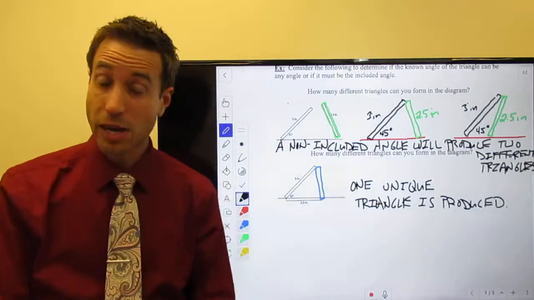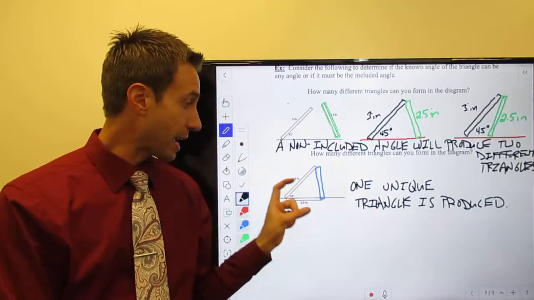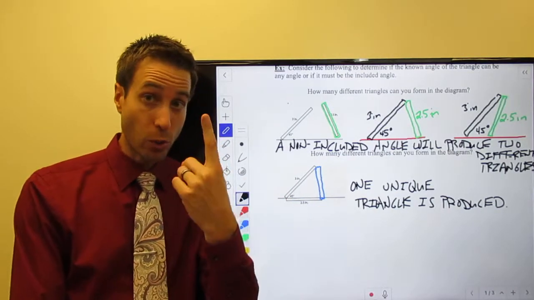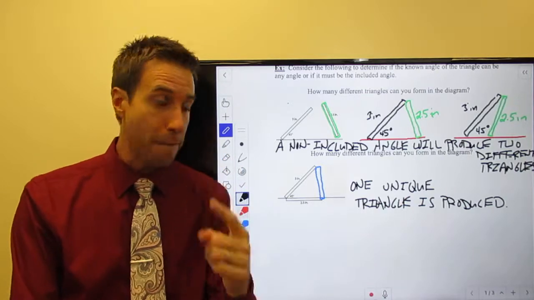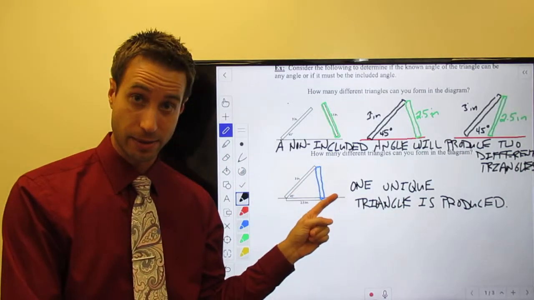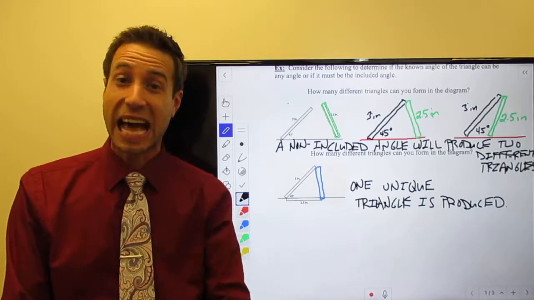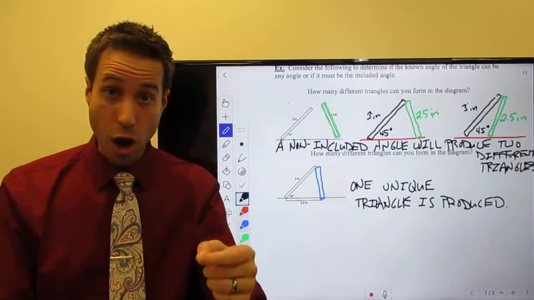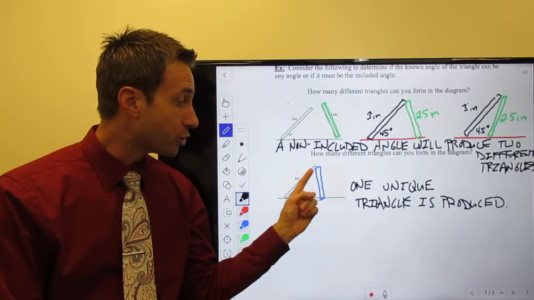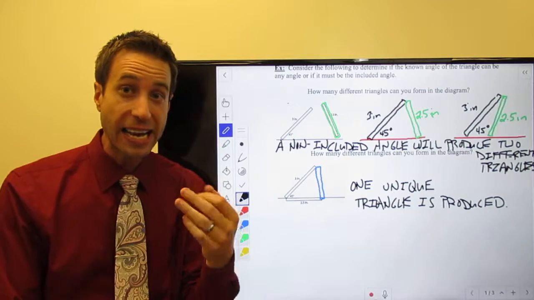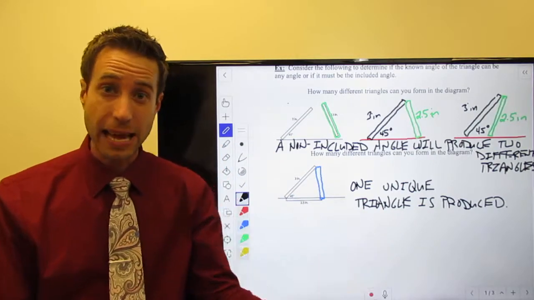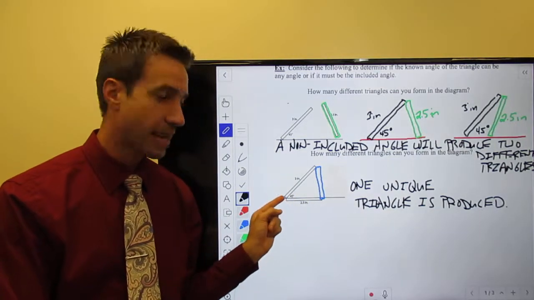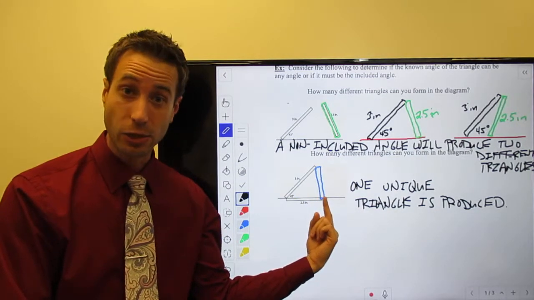So here's what that means. If you know two of the sides and an included angle, that means there's only one possibility, one unique triangle. There's only one possibility for that other side length. What that does is allow me to know that if I have two side lengths and an included angle, the other two angles and the third side must also be the same. Because there's only one way to draw a triangle if I know two of the sides and an included angle. It has to look like this.